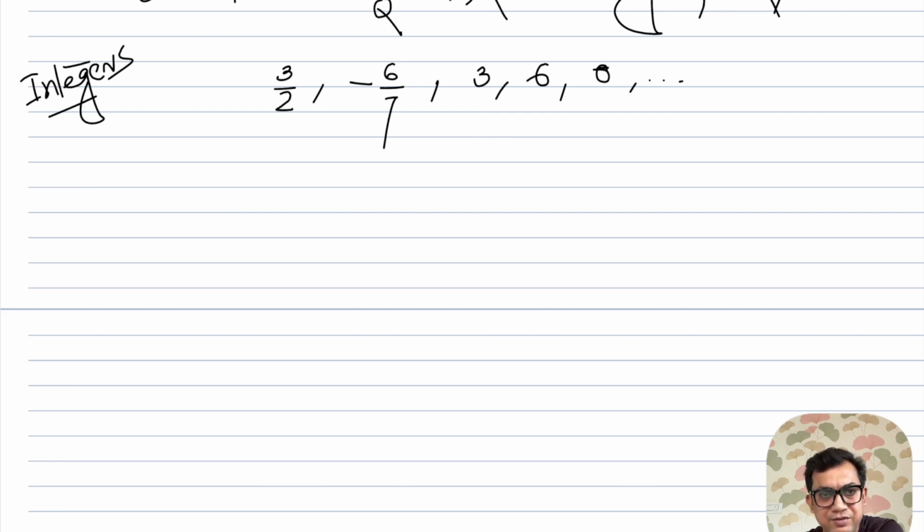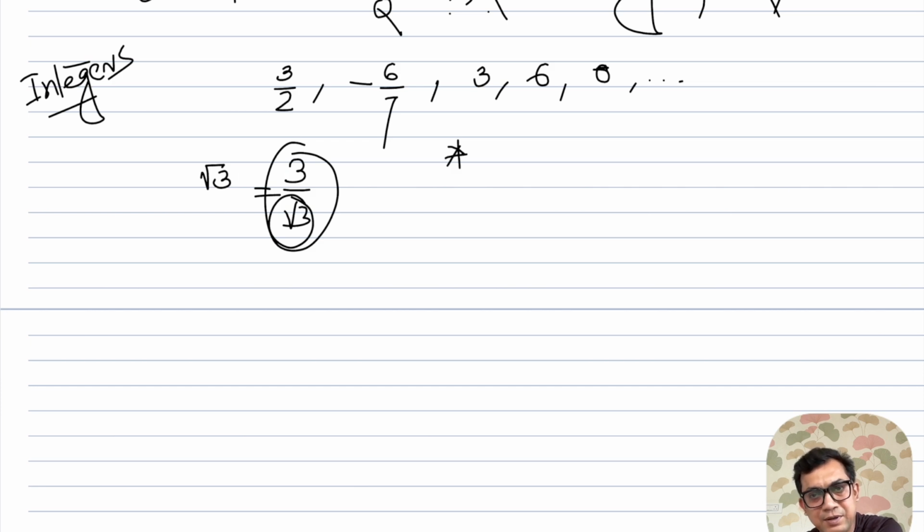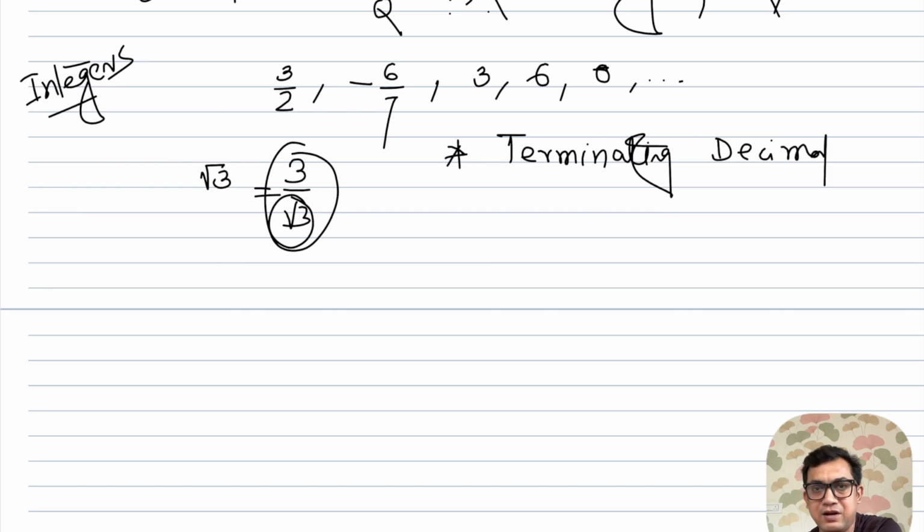Now what are not rational numbers? Like root 3. The reason being, you cannot write root 3 in a p by q form where p and q are both integers. Though you can write root 3 as 3 by root 3, root 3 is not an integer, so it is not the case. So to complete the definition, this is a perfect definition, but we can also include something about rational numbers. The terminating decimals are rational numbers. Like 1.73 is a rational number because it can be written as 173 by 100, p by q form.